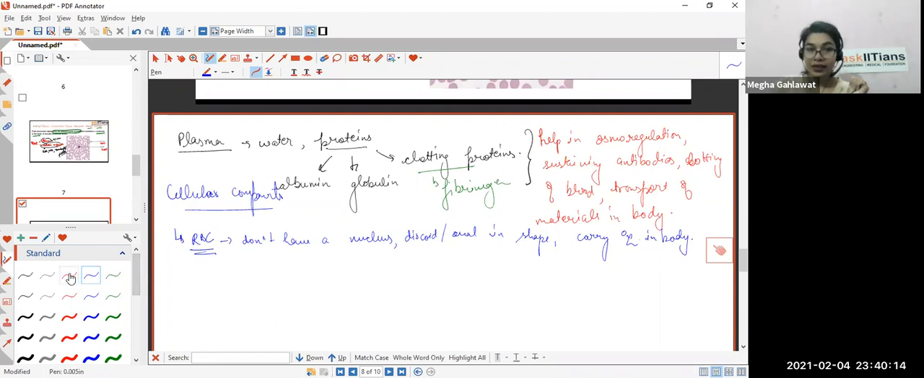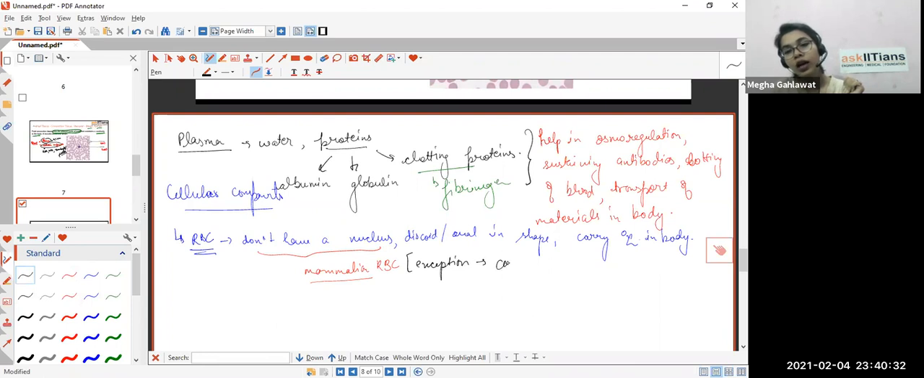But we have an exception. This particular feature is of the mammalian RBC. What are mammals? You'll talk about that more in the next chapter, diversity in the living organisms. But we have an exception, and what is that exception?